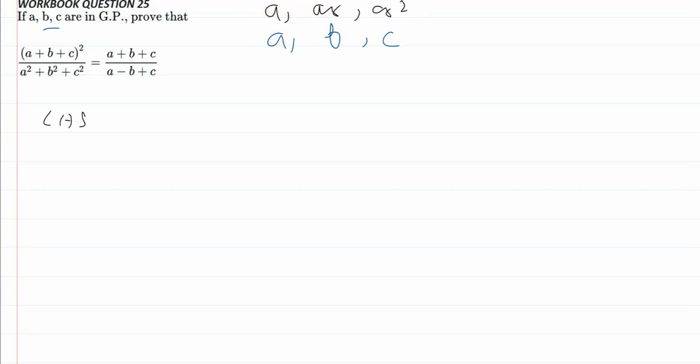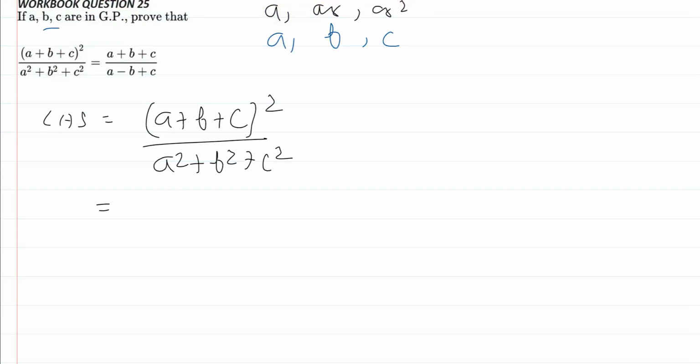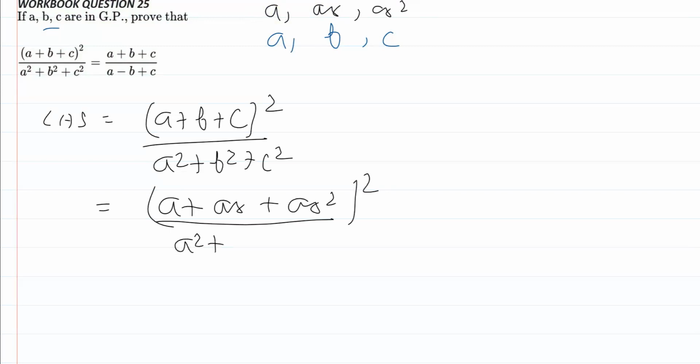Let's say first I write the LHS. This is (A plus B plus C) the whole square, divided by A square plus B square plus C square. Now let's replace A being a, B being ar, and C being ar square. We do the same in the denominator. A square is a square only, B square can be written as a square r square, and C square is a square r raised to the power 4.